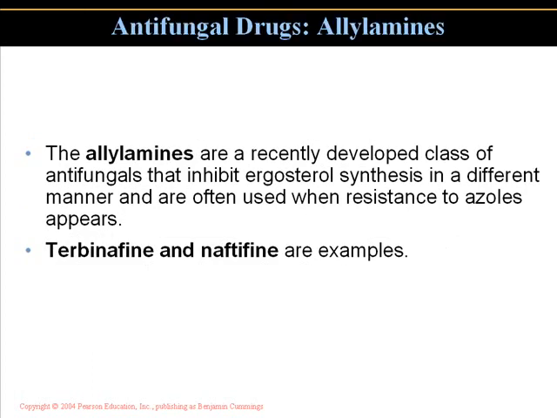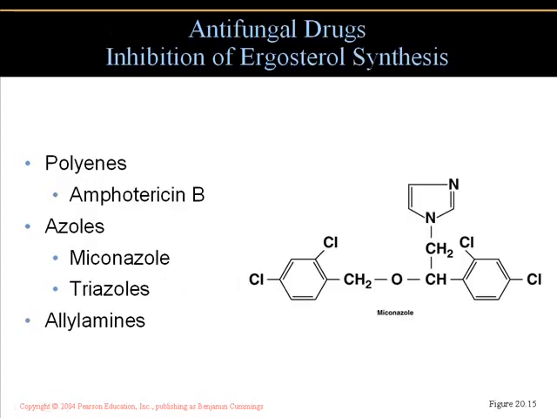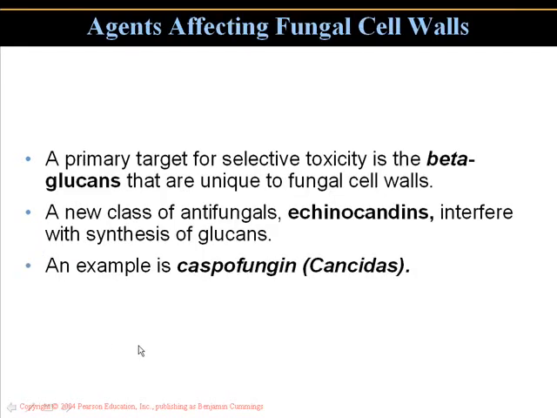The allylamines are a recently developed class of antifungal agents that inhibit ergosterol synthesis in a different manner than we see in the other azoles. Terbinafine and naftifine are examples of this. These are agents such as Lamisil, which you see popularly advertised now for the treatment of antifungal infections. So you have polyenes, such as amphotericin B, the azoles, which are commonly administered, and the allylamines, which are used as well for antifungal therapy.